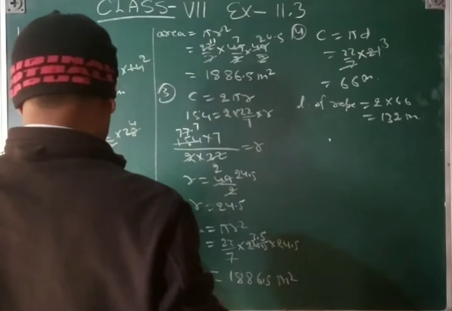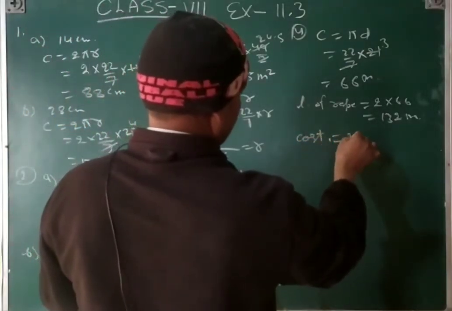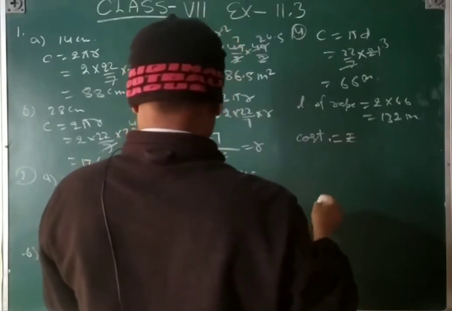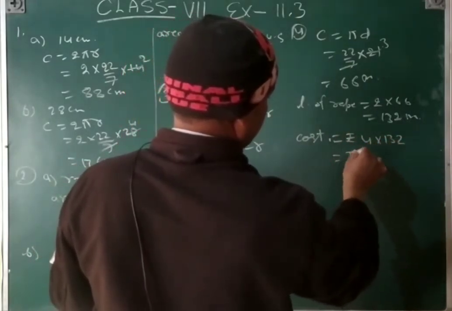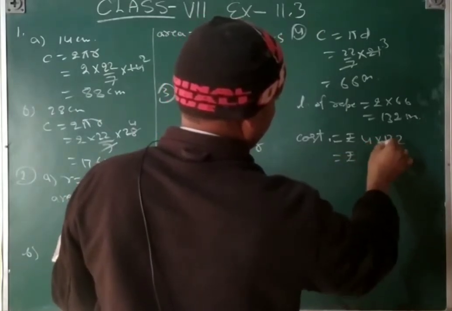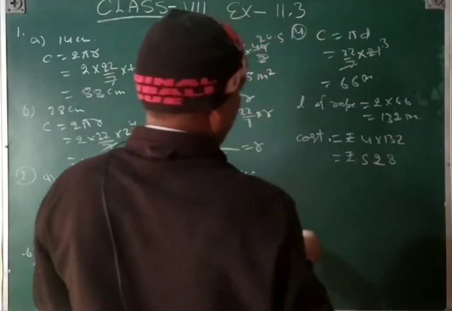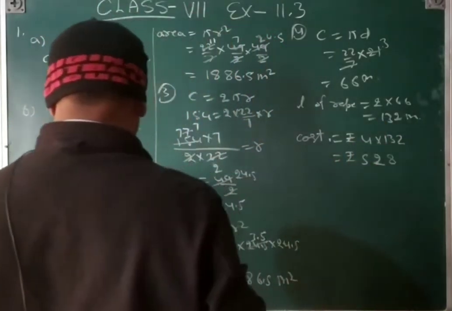And then we also need to find the cost. So cost is equal to the given rate. The rate is given there, 4 into 132. So in rupees, 4 2 ja 8, 4 3 ja 12, 4 1 ja 4, 1 5, so 528 rupees. These two are the answers.